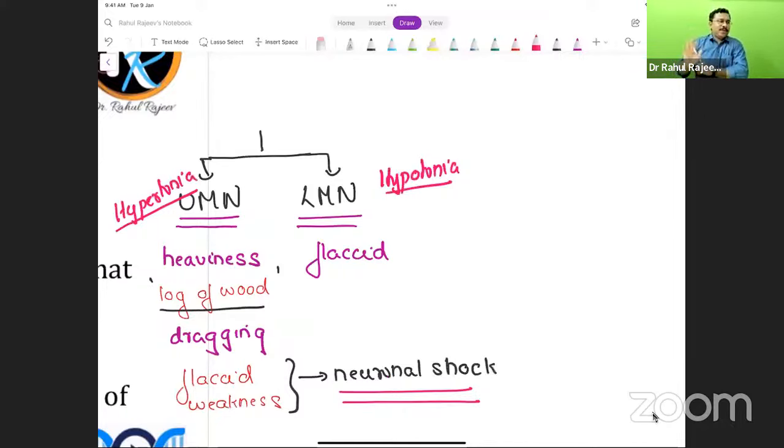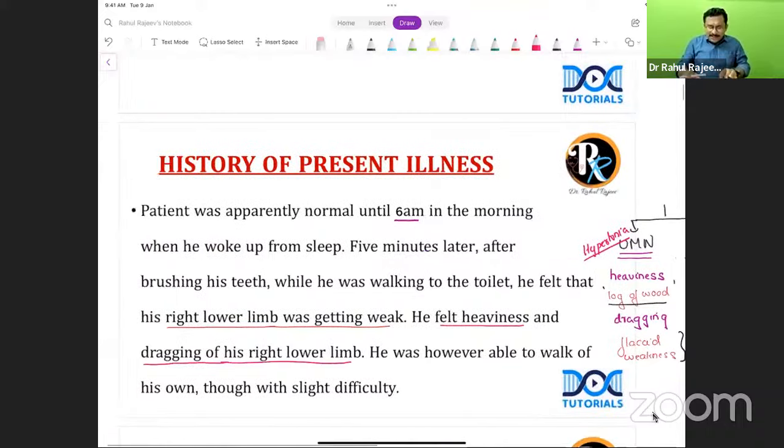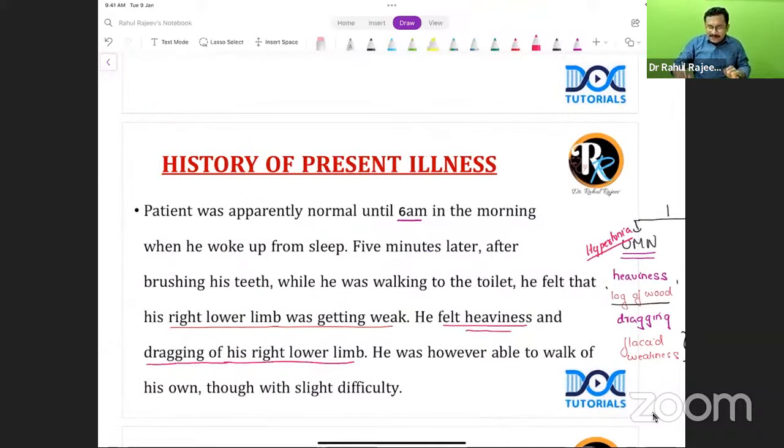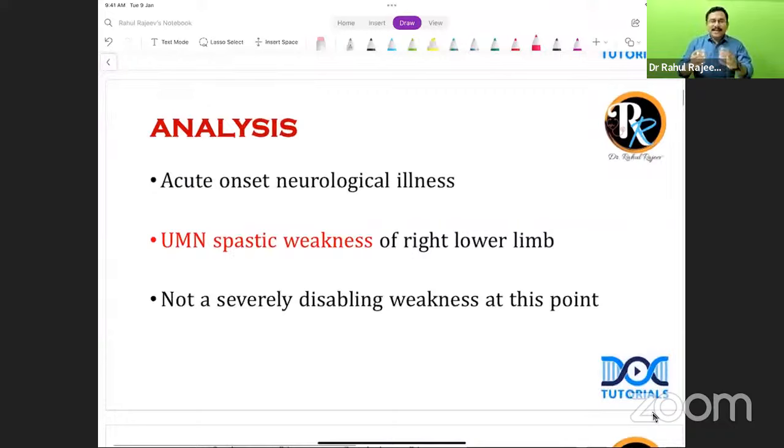Yes or no? Answer is no. The patient is not in neuronal shock, because I am seeing words like heaviness and dragging. So no chance. This is a UMN weakness. So the analysis is, it is a UMN spastic weakness of the right lower limb.